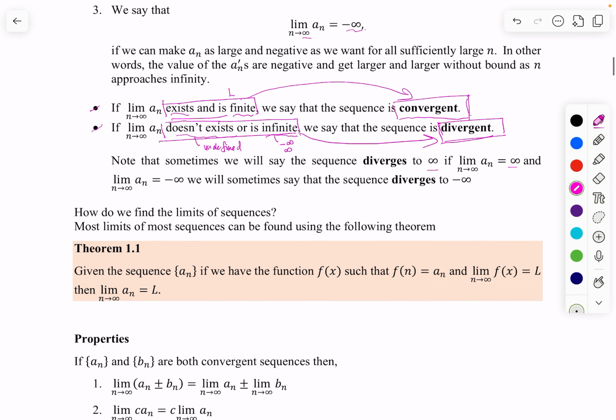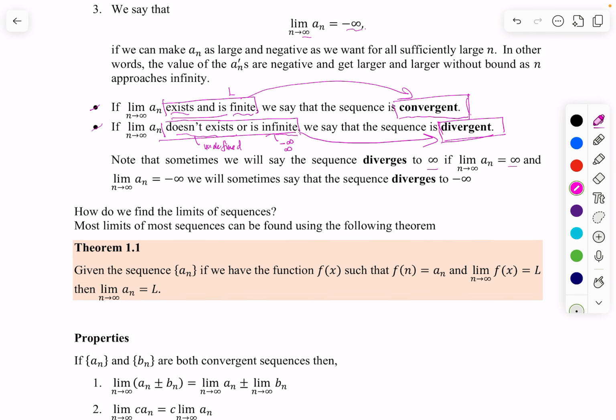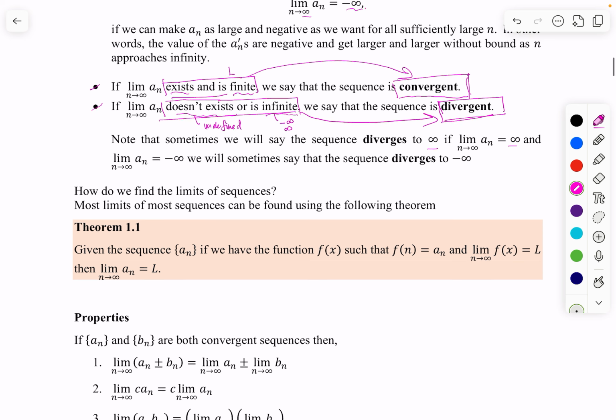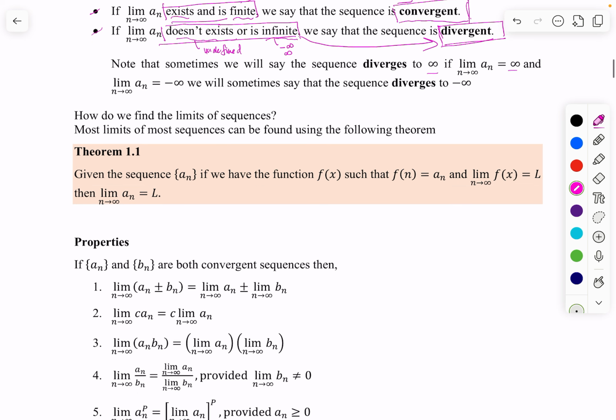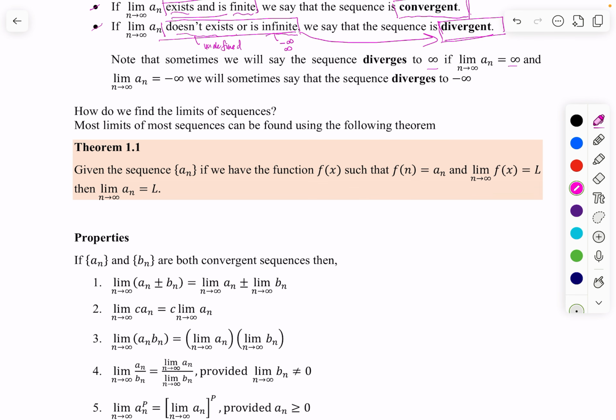Okay, so how do we find the limits of sequences? Most limits of sequences can be found using the following theorems. Let us look at this first theorem, 1.1. It says that given the sequence a_n, if we have the function f(x), such that we let the sequence be a function.